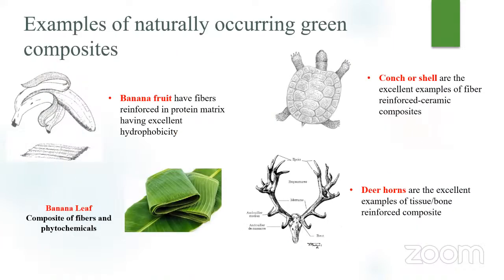So examples of naturally occurring green composites, just to give you an example of what actually is a composite. Banana fruit is one of the naturally occurring green composites. Sorry to interrupt, there is one more vegetable, right? Through that also we are making a natural fiber.